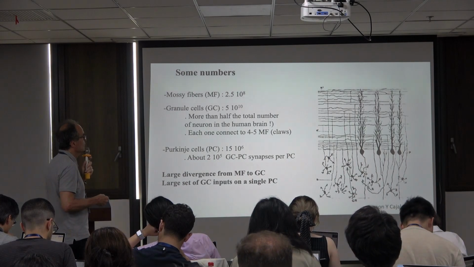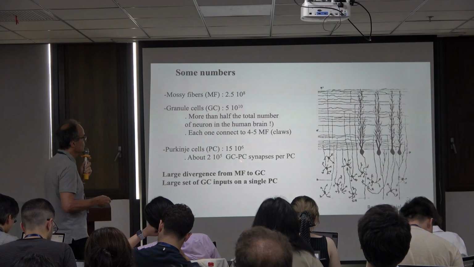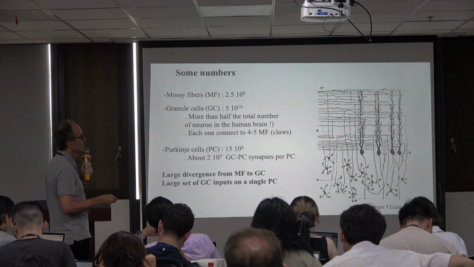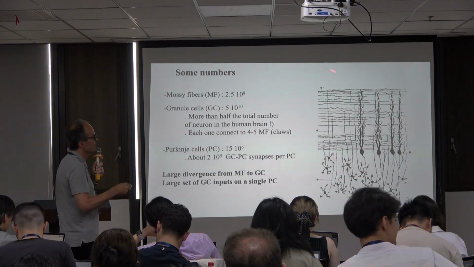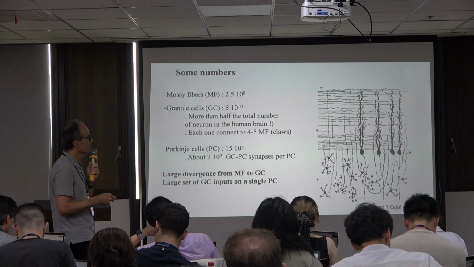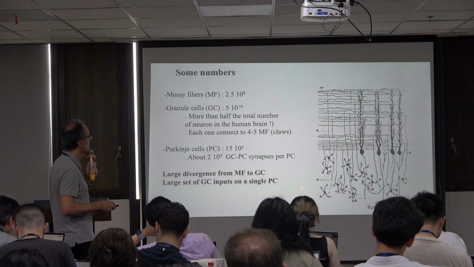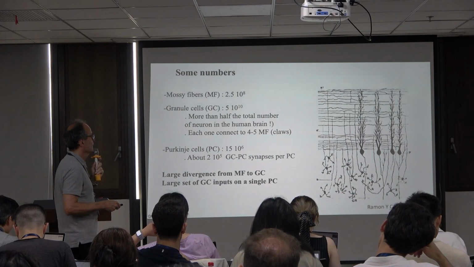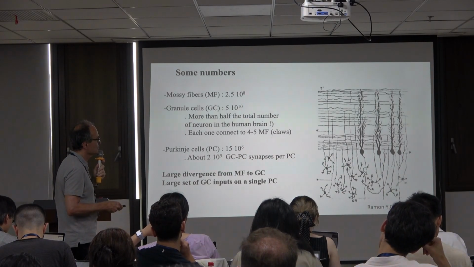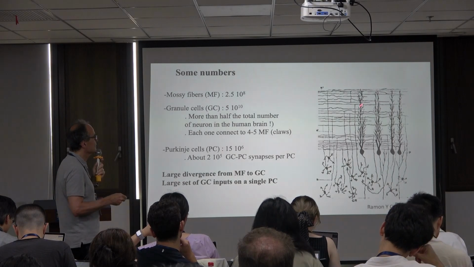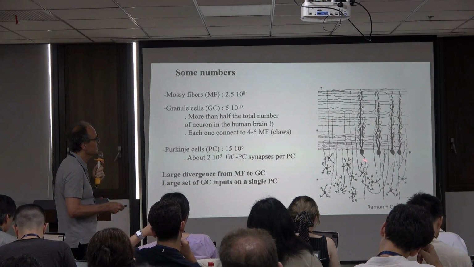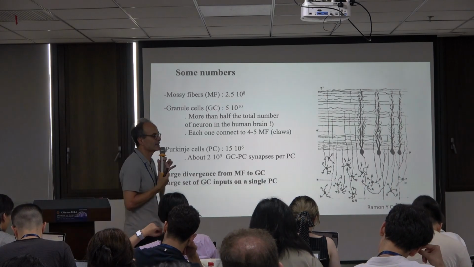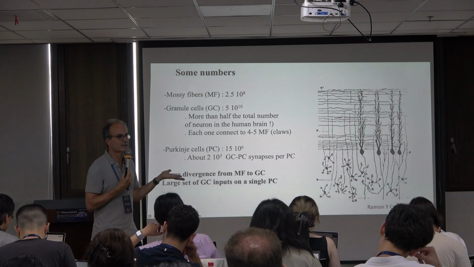And this is done because each Purkinje cell is processing a very high number of these expanded inputs. Okay? So you have a large divergence from mossy fiber to granule cell and a large set of granule cell inputs on each Purkinje cell. So you see that you have all these kinds of facts.